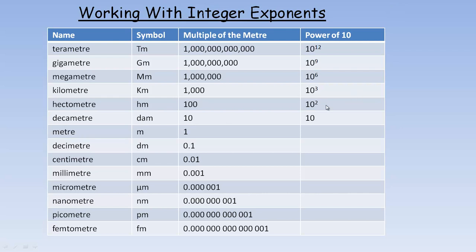Now, I'm going to go in order here. Well, I skipped a few here, went 12, 9, 6, but now I'm going to go in order 3, 2, 1. Notice if I divide 10 to the power of 3 by 10, I get 10 to the power of 2. Remember, when you're dividing powers of the same base, you subtract the exponents.